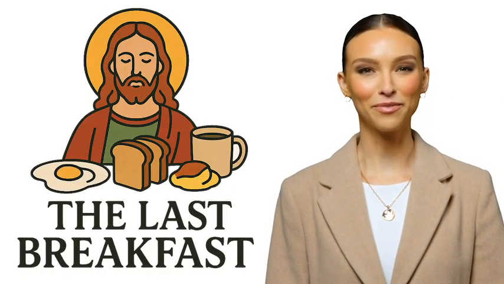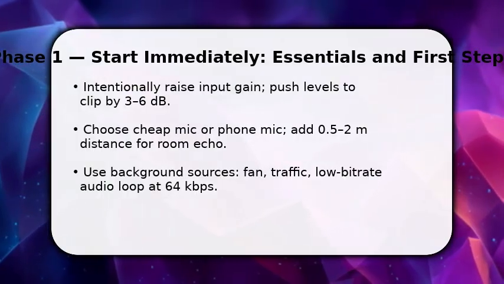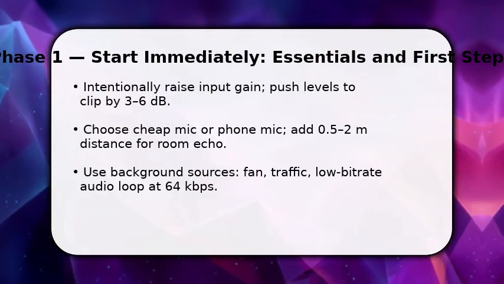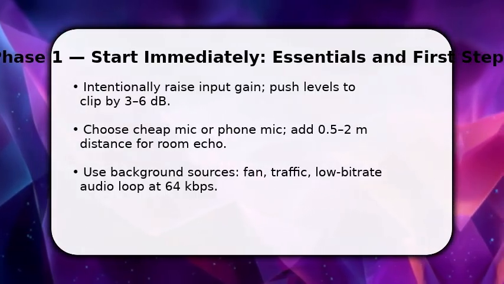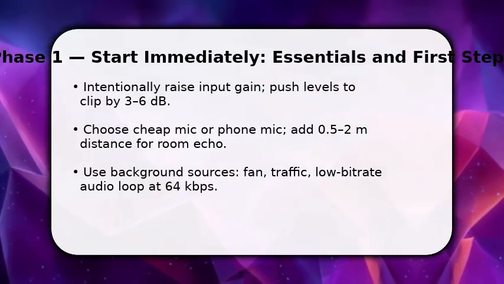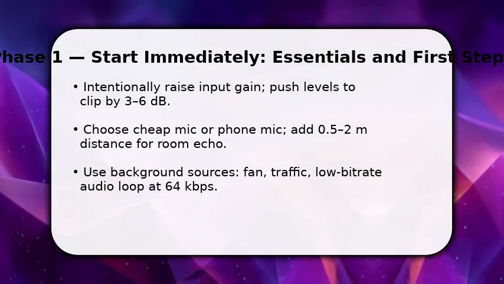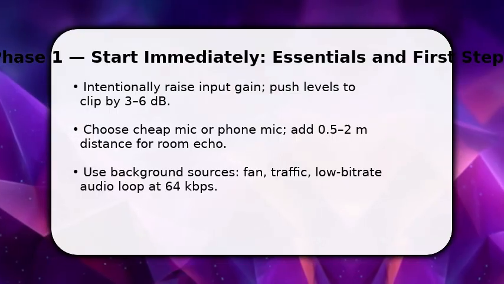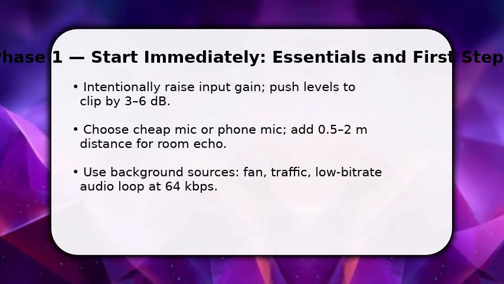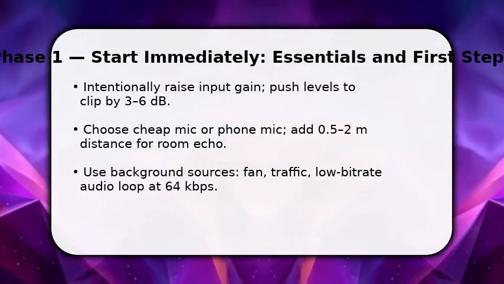Please enjoy the video. You begin by forcing distortion and ambient leakage into the capture. Increase input gain until peaks clip by about 3 to 6 dB. This creates harmonic fuzz. Use a low-quality mic or a phone held 0.52 meters away and position a constant background source like a fan or distant traffic at low volume. Once done, record with an intentionally low sample rate or route through a cheap interface. Those first steps set the degraded character you'll deepen next.